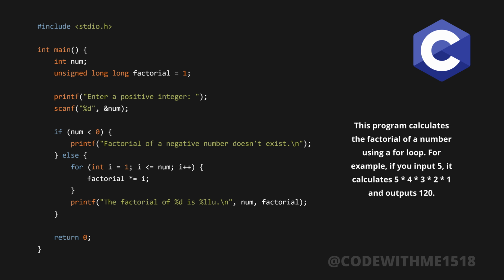This program calculates the factorial of a number using a for loop. For example, if you input 5, it calculates 5 times 4 times 3 times 2 times 1, and outputs 120.